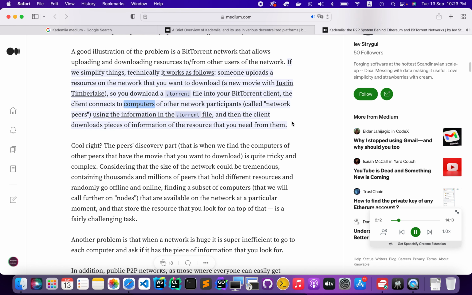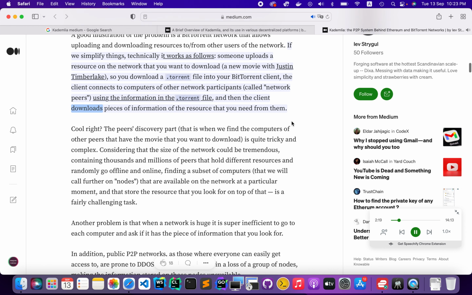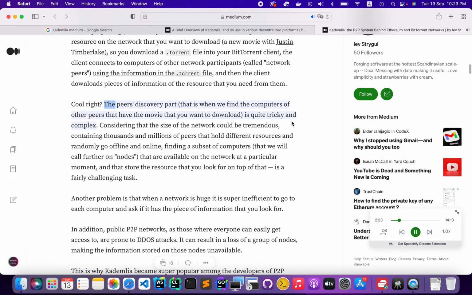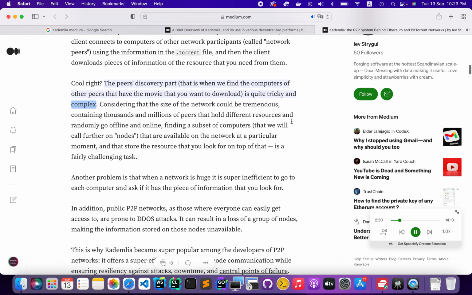The client connects to computers of other network participants, called network peers, using the information in the .torrent file. And then the client downloads pieces of information of the resource that you need from them. Cool, right? The peers discovery part, that is when we find the computers of other peers that have the movie that you want to download, is quite tricky and complex.